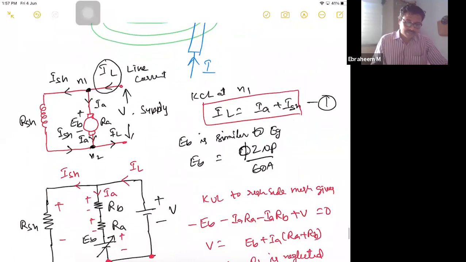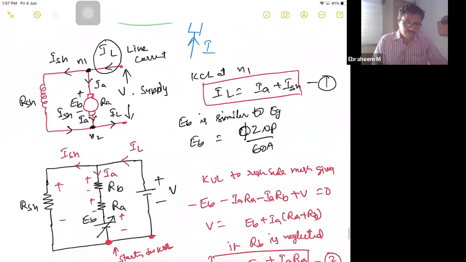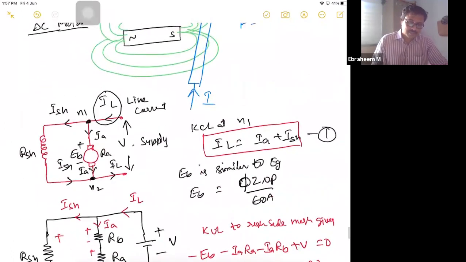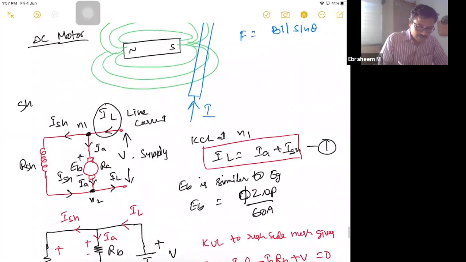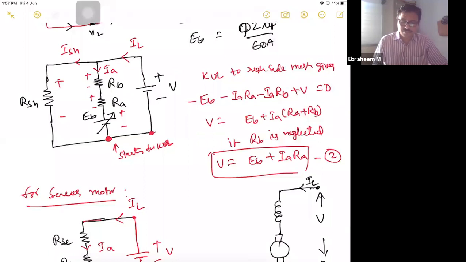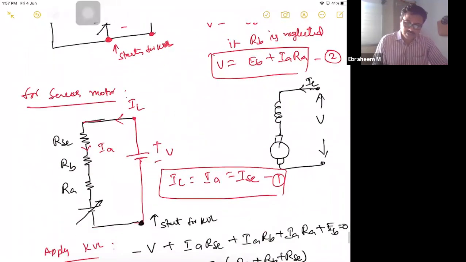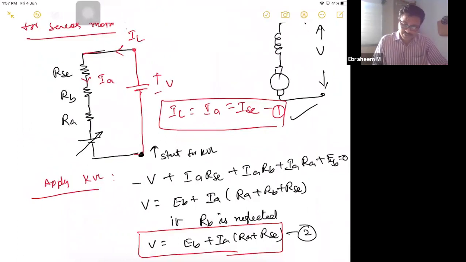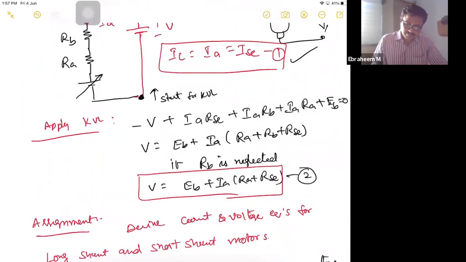So for shunt generator, we obtained the voltage equation and current equation. For shunt motor, IL is equal to IA plus ISH, slightly different from a shunt generator. The voltage equation is V is equal to EB plus IA RA. Similarly for series motor I have derived the current equation. Same current, whether it is generator or motor, all currents are equal for series machine. So the voltage equation I have derived.